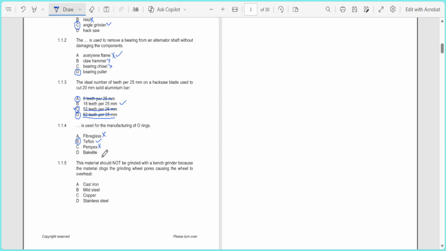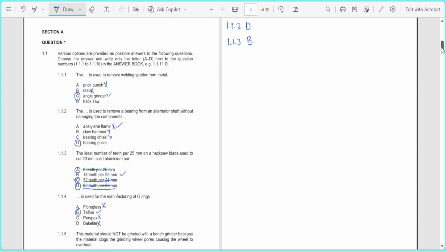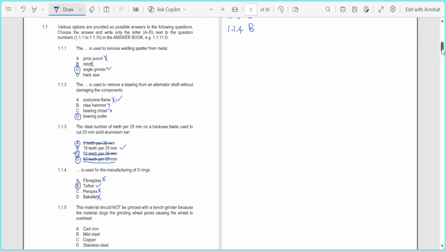What about Bakelite? Hard, brittle, thermoset plastic that cracks under compression. So this is not appropriate when manufacturing O-rings. So this one is out of the picture as well. So for 1.1.4, we are going with B, Teflon.